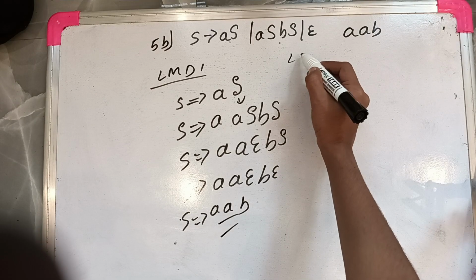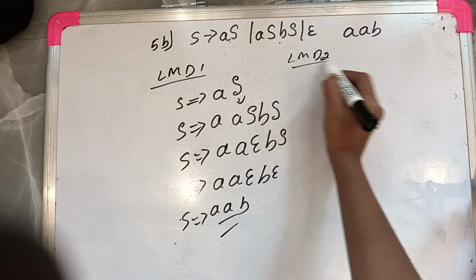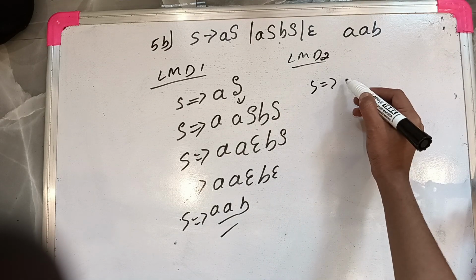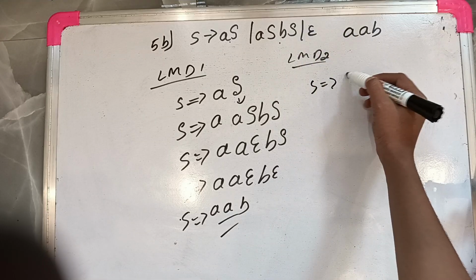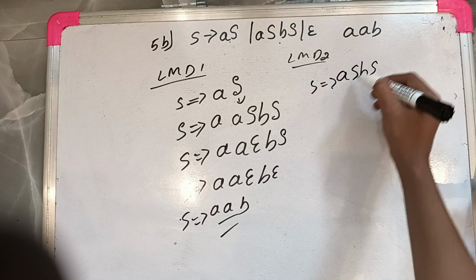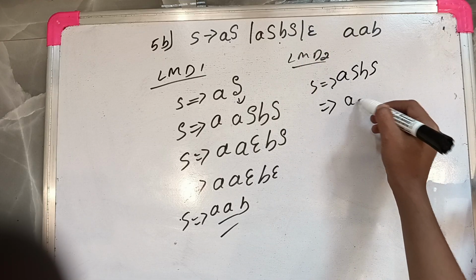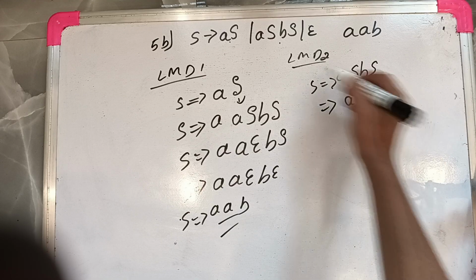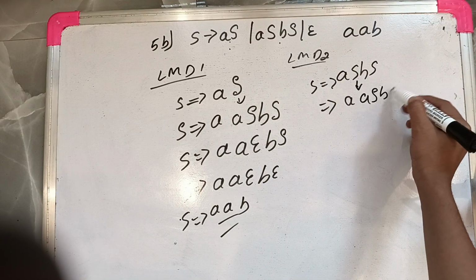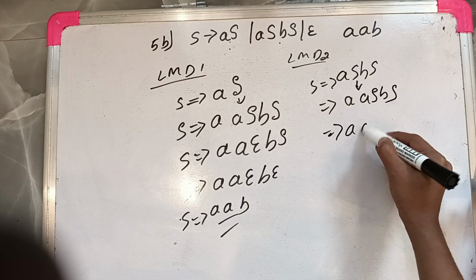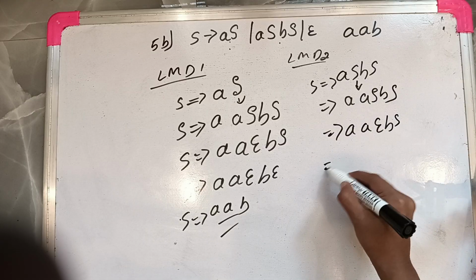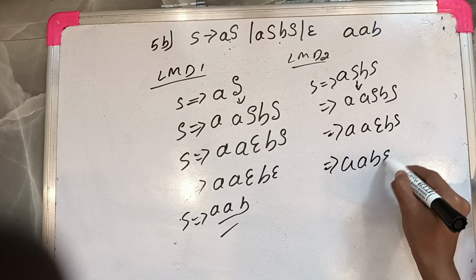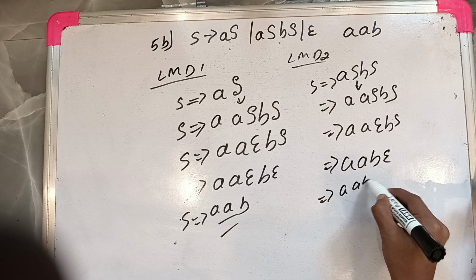Next, I am going to apply the same LMD again, and start from this one, ASBS. Next, A. In the place of S, I will substitute ASBS. Next, AA epsilon BS, AAB epsilon, AAB.